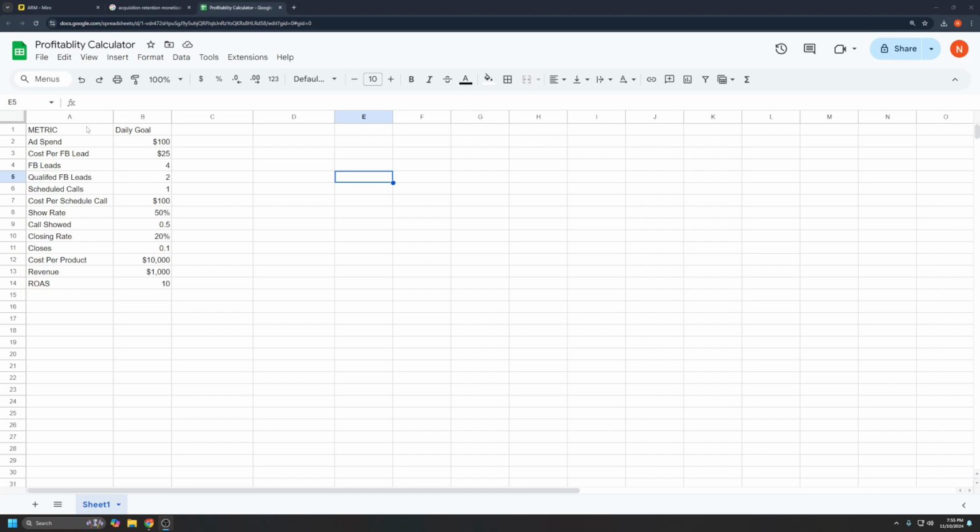Or, for instance, if you're already running ads right now, you could use this calculator as a way to figure out, hey, how am I doing, or how much better it could be. Let's look at everything top to bottom, and I'll lay out each of the metrics here and what they're all doing. So we're playing a Facebook lead form campaign funnel that we're running right now.